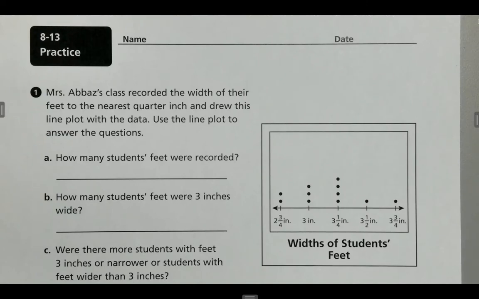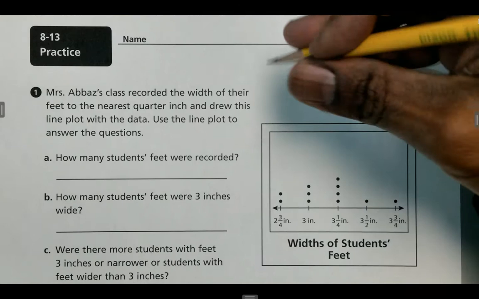Lesson 813, line plots. A line plot is simply a visual way to organize and present data. Let's take a look at this first example. Mrs. Abaz's class recorded the width of their feet to the nearest quarter inch and drew this line plot with the data. Use the line plot to answer the questions.